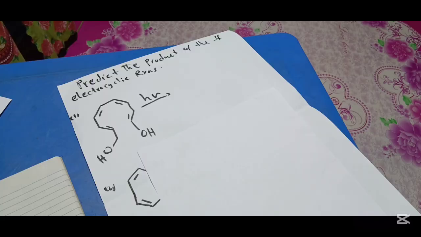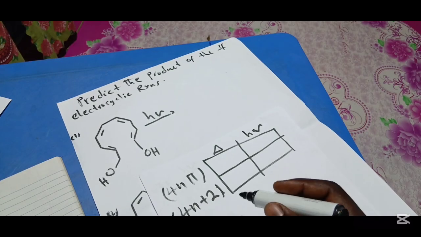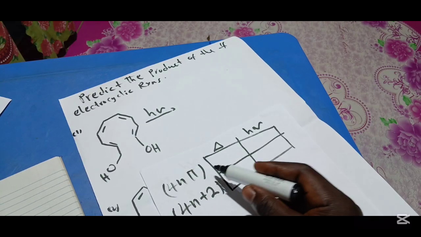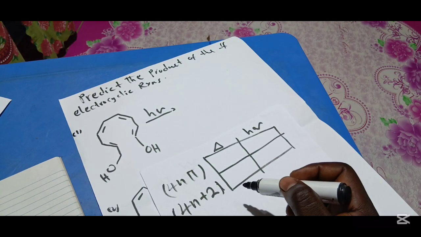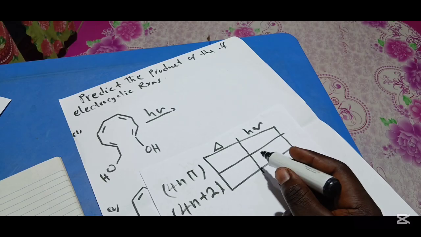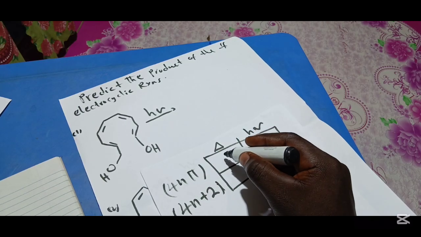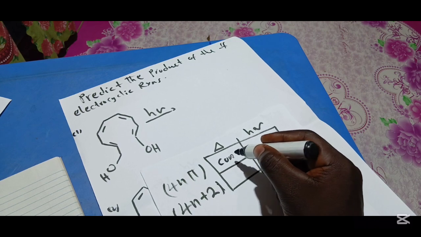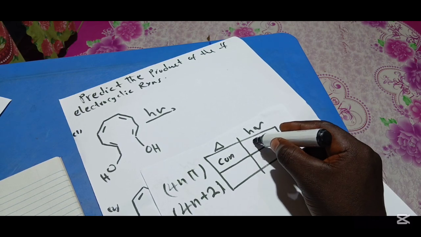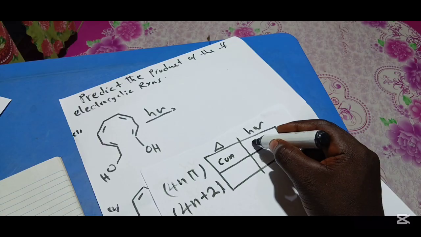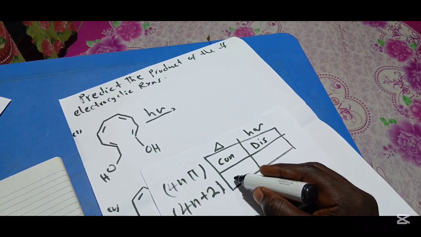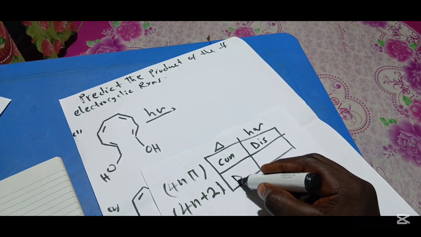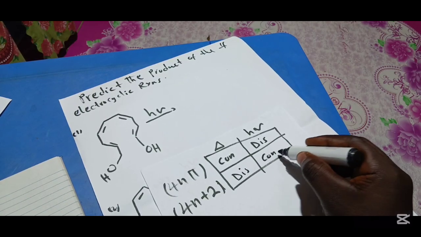So if we have a 4n pi electron system and a 4n plus 2 pi electron system, the result that we are going to get is this. For a 4n pi electron system, under thermal condition, we are going to get conrotatory, and under photochemical condition, we are going to get disrotatory. So here too, under thermal condition, we are going to get this, and here conrotatory.